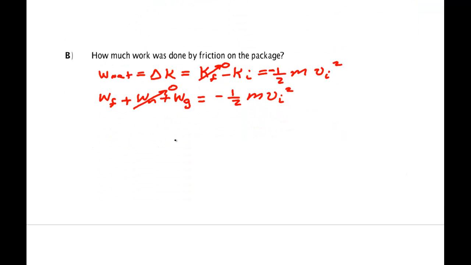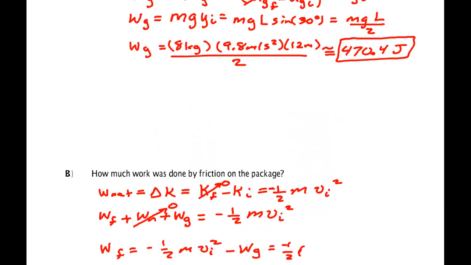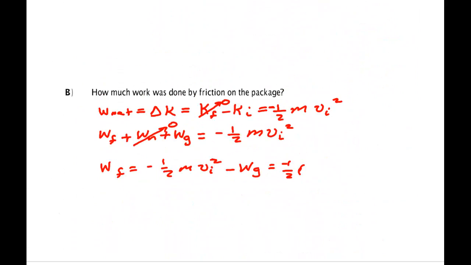That leaves only two things: the work by my friction force, which is what I want to find, and the work by gravity. So Wf is minus 1/2 mv squared minus Wg. So that'd be minus 1/2 times whatever the mass was. I have to go back up and look up my problem again. My mass was 8 kilograms and my speed was 7 meters per second. Minus 1/2 times 8 kilograms, 7 meters per second squared, minus 470 joules. And if you put all that in, you're going to get an interesting number, minus 666 joules.